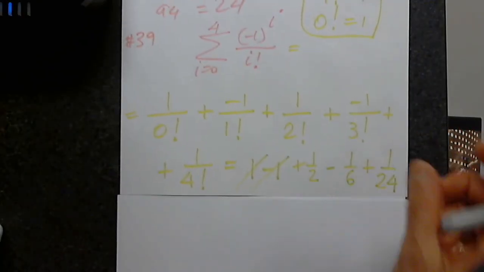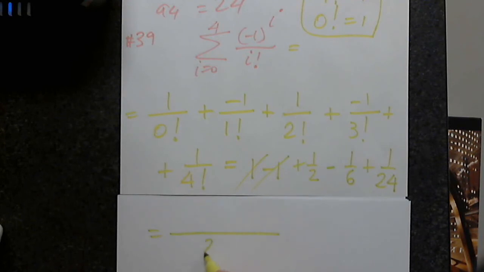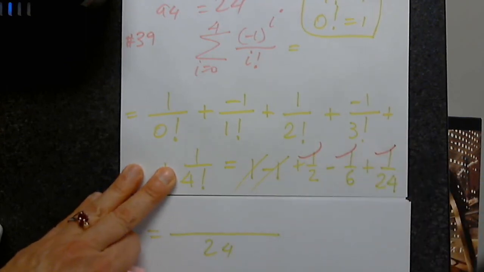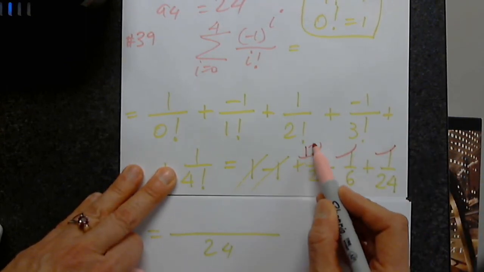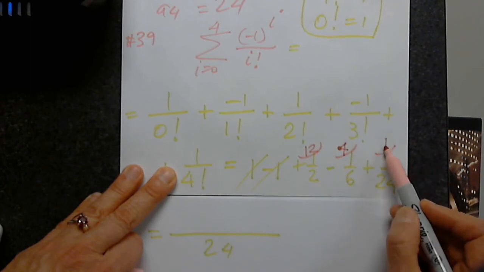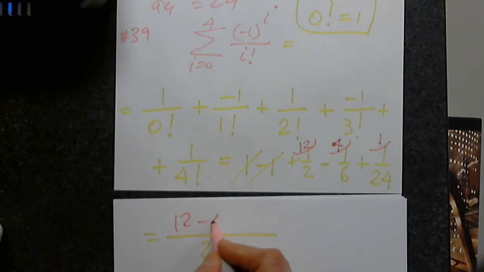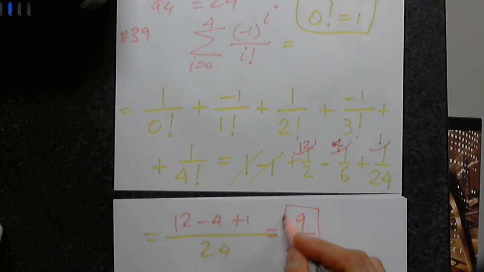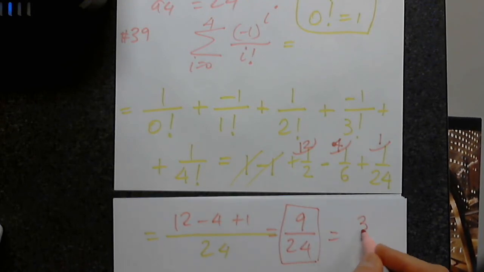What is the least common denominator? Very good, awesome. And the numerator of the first one gets what? And the second one and the third one? Very good. 4. Very good. So 12 minus 4 plus 1. So this is 8 plus 1 is 9 over 24. And I can simplify by 3, sorry. So 3 over 8.